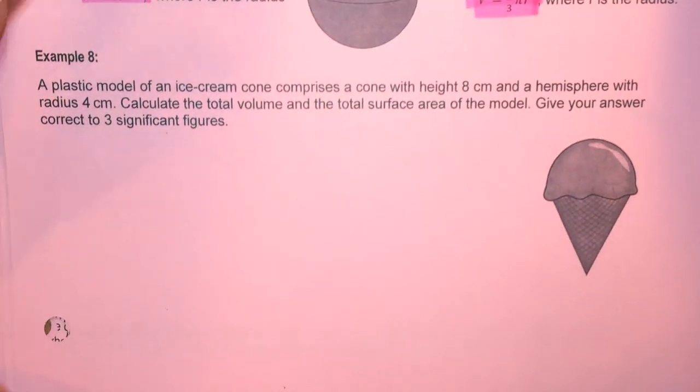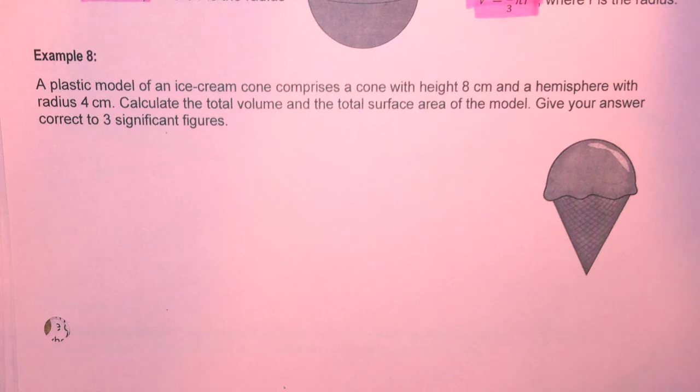All right, so the plastic model of an ice cream. All right, let me get my paper so I can read it. I have to put it really close to my eyeballs so I can read it. You can read it. All right, so the plastic model of an ice cream cone comprises a cone with a height of 8 centimeters and a hemisphere with radius 4 centimeters. Calculate the total volume of the total surface area of the model. Give your answer correct to 3 sig figs.